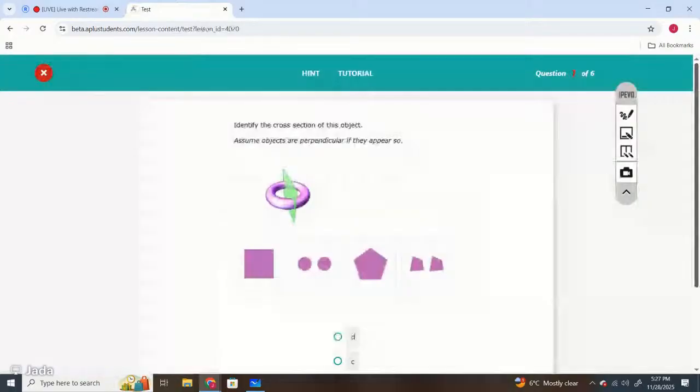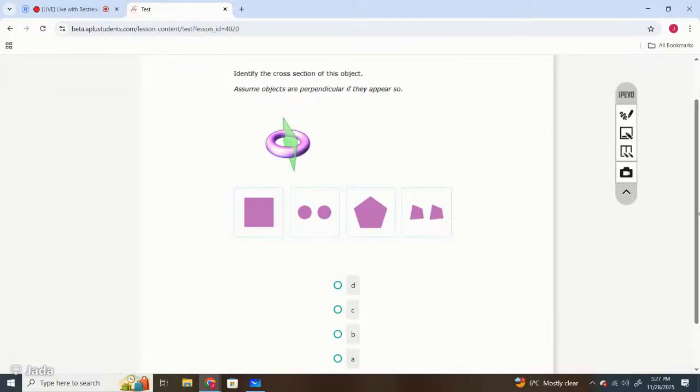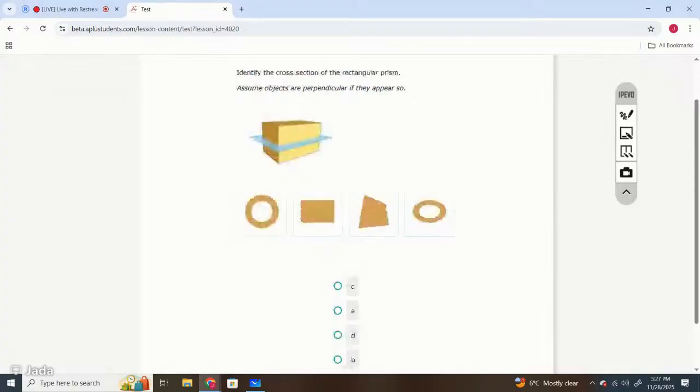Identify the cross section of this object. So the cross section of this object is B, option number 2 is the correct option. Identify the cross section of the rectangular prism ABCD, which is the correct option? B, the correct option is B.